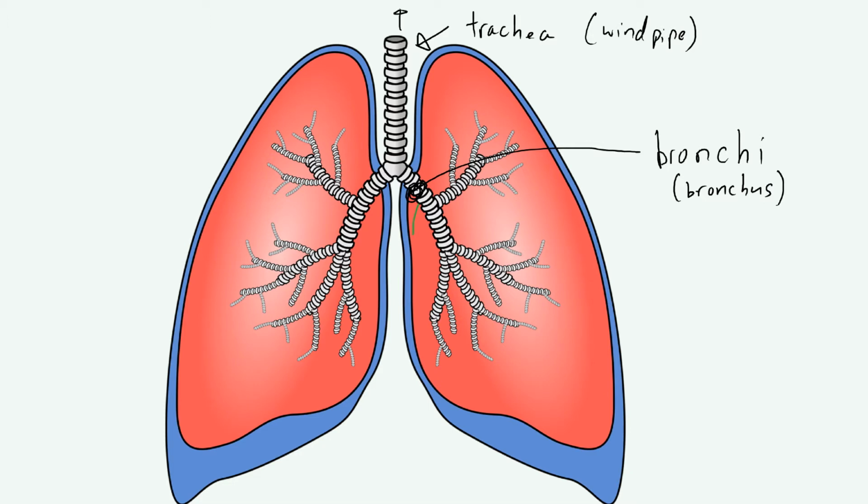Plural, they're called bronchi. They then break up into smaller tubes, as you can see, and those are called bronchioles, right? Bronchioles. And that's all of those small tubes. So all of these small ones you can see, so here, here, here, etc., they're all called bronchioles.